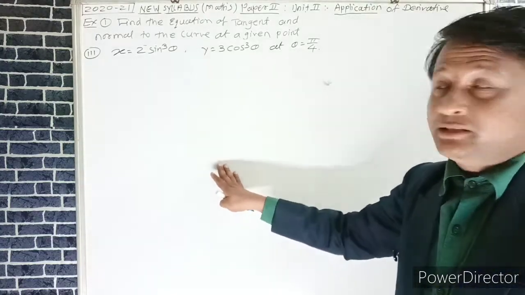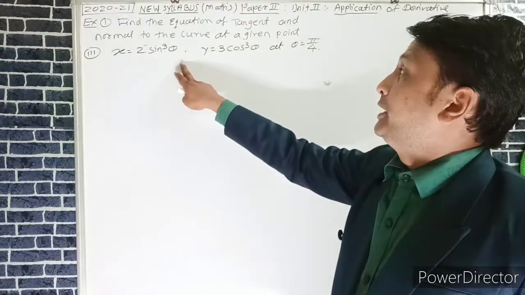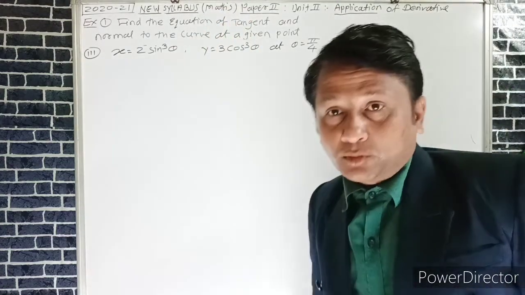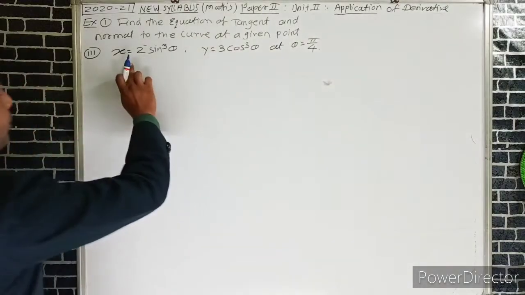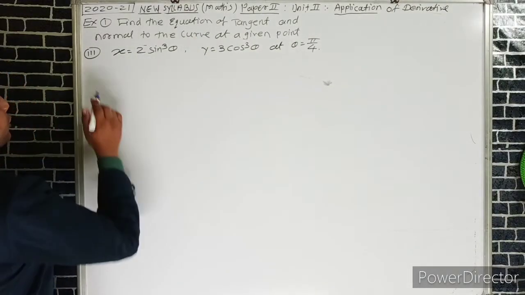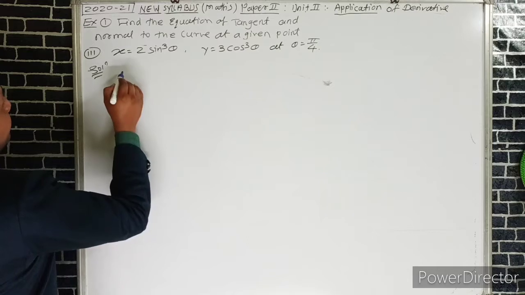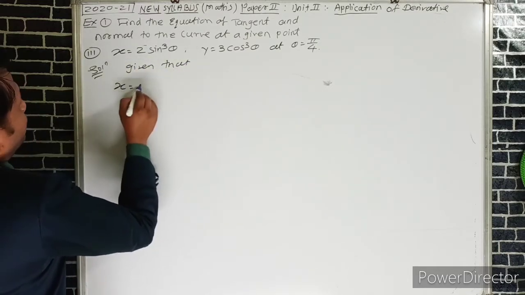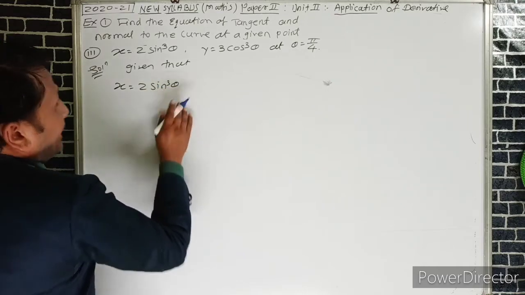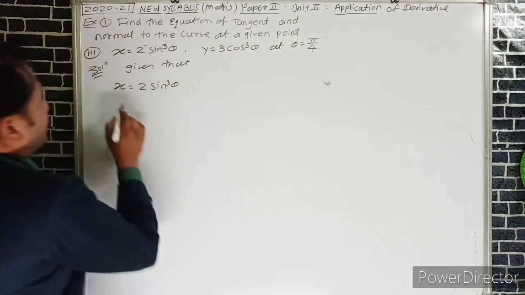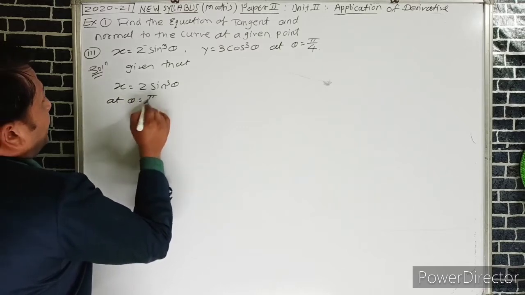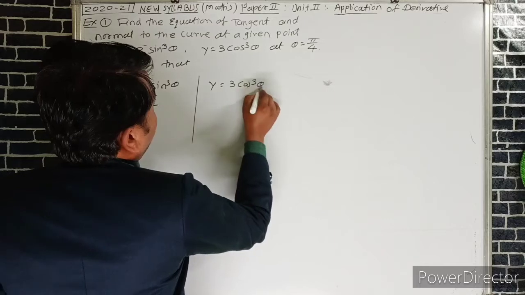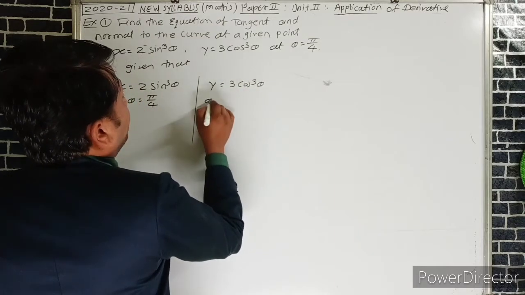By using the slope of tangent and the values of x and y, we can find the equation of tangent and the equation of normal. So first we evaluate the value of x and the value of y. Given that x is equal to 2 sin cube theta at theta equal to pi by 4, and again y is equal to 3 cos cube theta at theta equal to pi by 4.